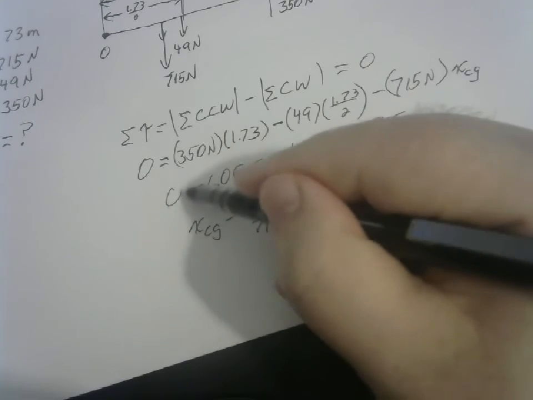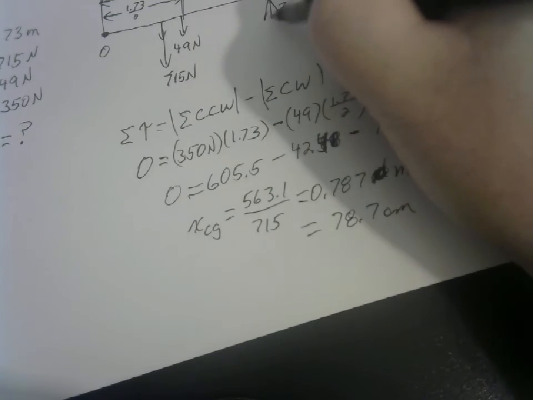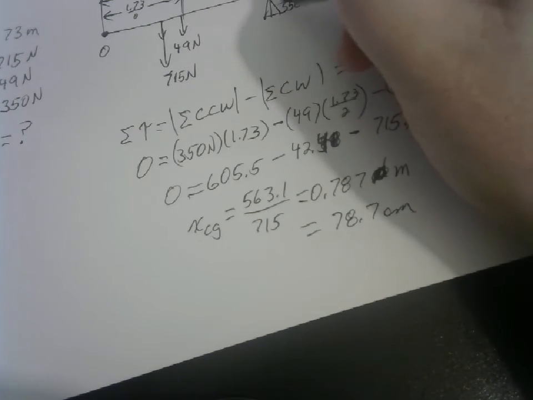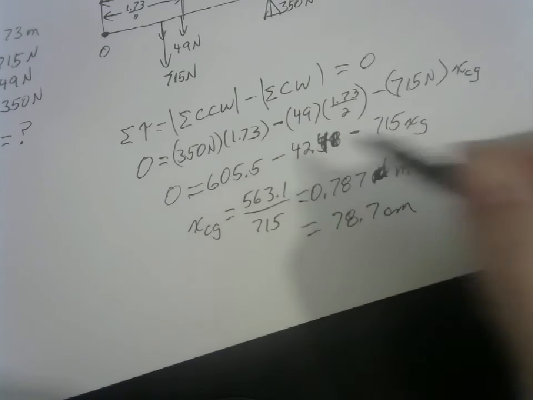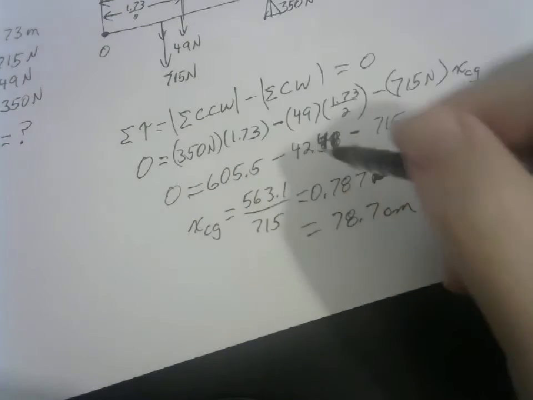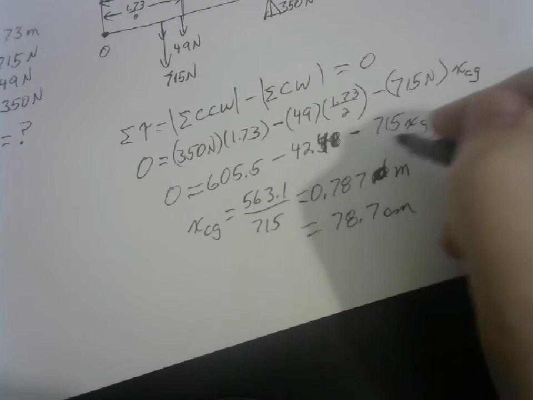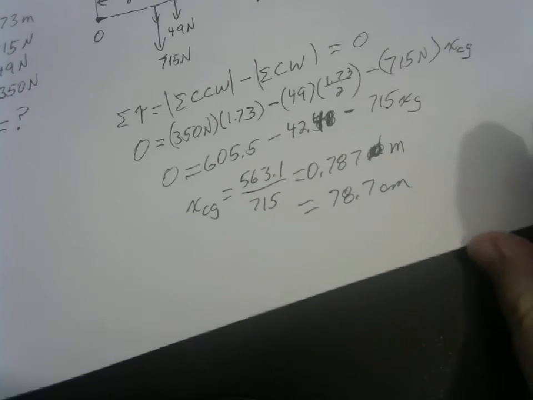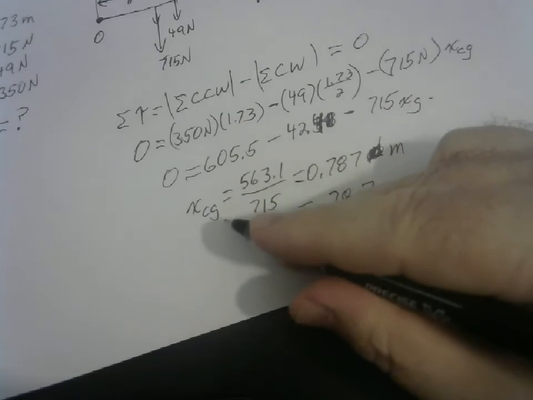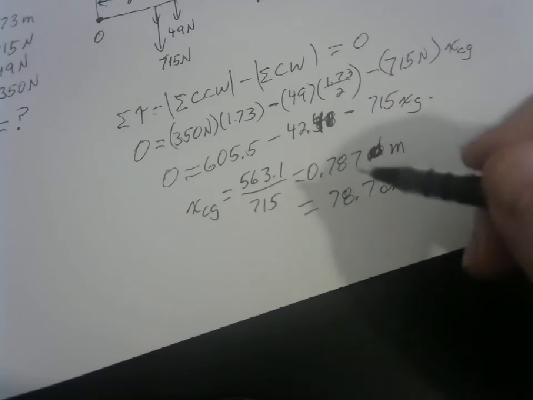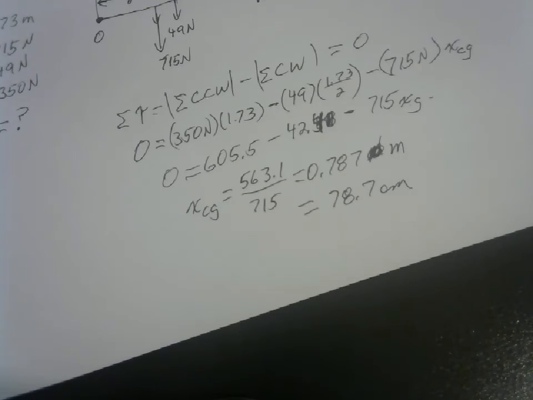So solving that, the balance, or the weight measuring device, gives a torque of 605.5 newton meters. The board gives a torque of 42.4 newton meters, and the person himself will be providing a torque of 715 times his position. Solving for x sub cg, x center of gravity, we get 0.787 meters, or 78.7 centimeters.